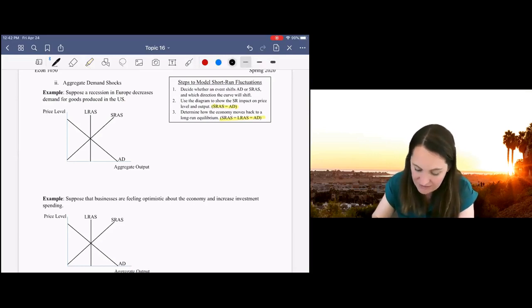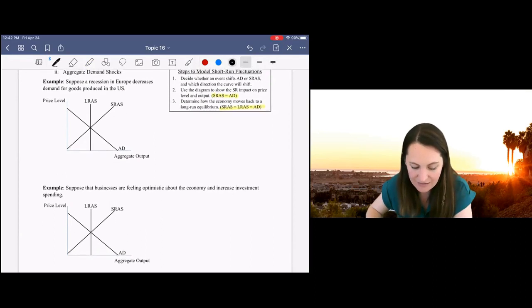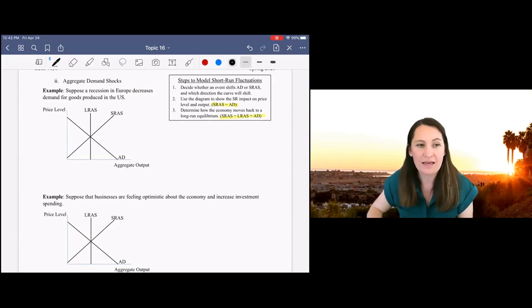So the first example is that we have a recession in Europe, and that is going to decrease demand for goods produced in the United States. So I've already told you the answer to the first step, right? I've already told you which line is going to be shifted by this event. But if you didn't know that, what you would want to think is, does this affect the inputs or technology that the US has to produce products? No. Does it affect demand or consumption of products produced in the US?